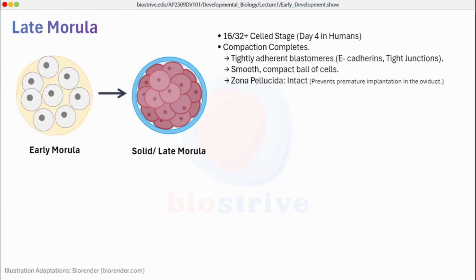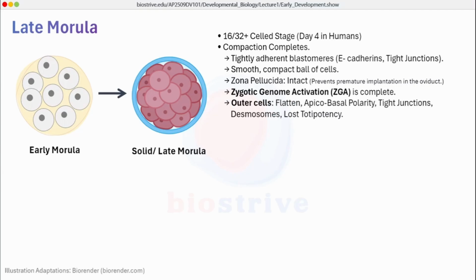Compaction has completed, which means there are tight adherent blastomeres. In case of cells of the periphery, there are tight junctions, and in case of cells of the interior, there will be gap junctions. And the zona pellucida is still intact, which means that this solid mass cannot undergo the process of implantation yet. Zygotic gene activation is also completed, which means that outer cells are flattened, have acquired apicobasal polarity, tight junctions, and desmosomes, and have lost totipotency.